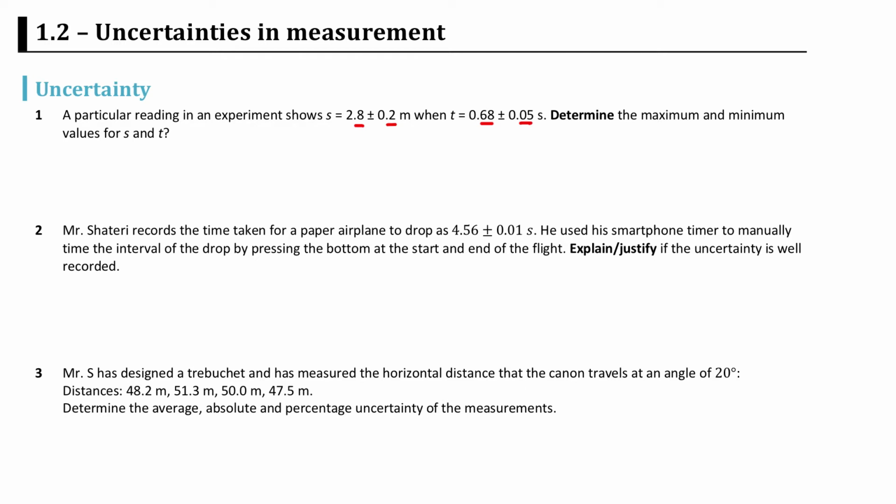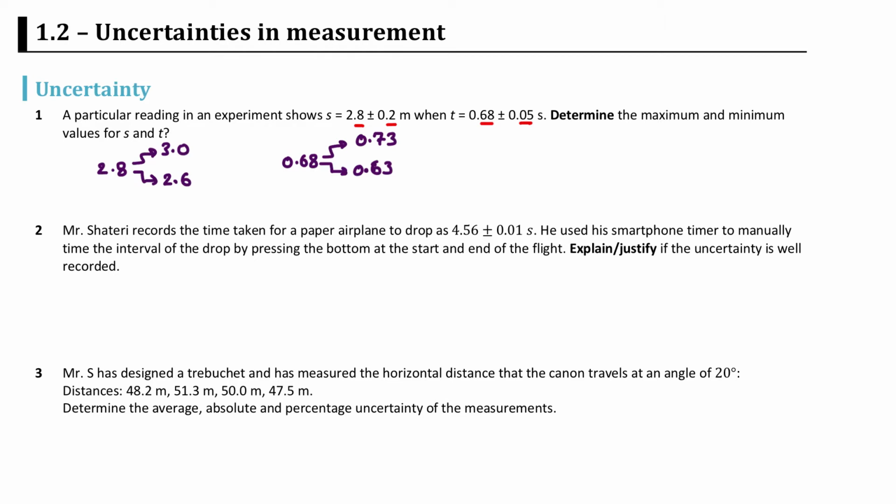In order to figure out the max and min values, I'm going to add 0.2 to the first one and subtract. So I get 3.0 and 2.6. And for the second one, I will get 0.68. If I add 0.05 to it, I will get 0.73. And if I subtract 0.05 from it, I would get 0.63. So those would be my max and min values.